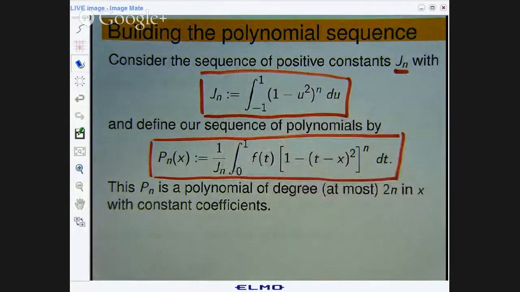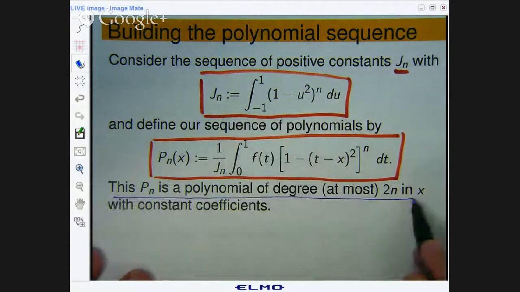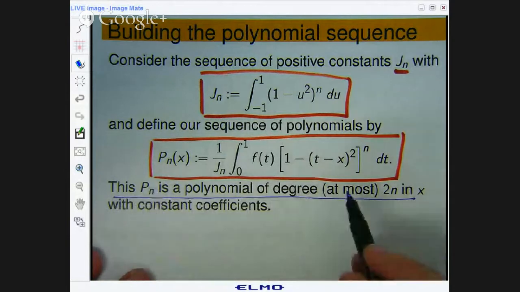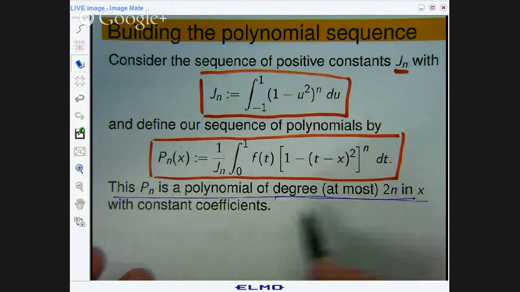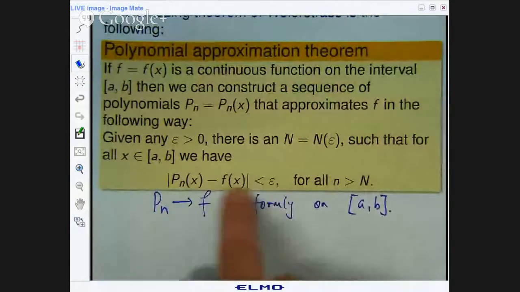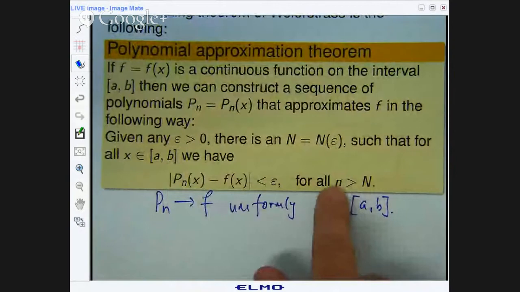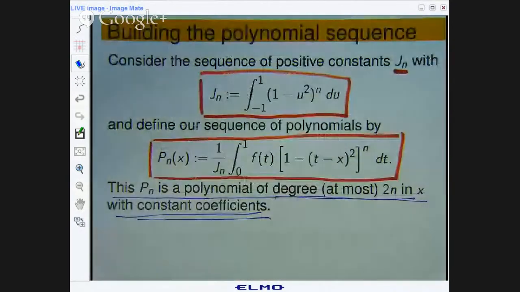Now, it's not too hard to show that this definition really is a polynomial in x of degree at most 2n, and it does have constant coefficients. Okay, so we're going to work with that. All right, so what we want to do is show that this is true for every epsilon and for n sufficiently large on this interval. How do we do that?